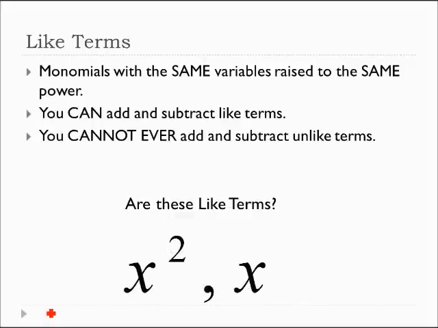All right, how about these two? This one is very, very important, because if any of you ever try to put these together, I'm going to hunt you down. All right? X squared has a different exponent than x. Therefore, they are not like terms, and they cannot ever be added or subtracted. Please do not do it. All right? Here we go.